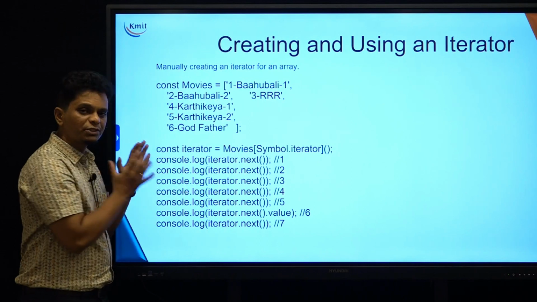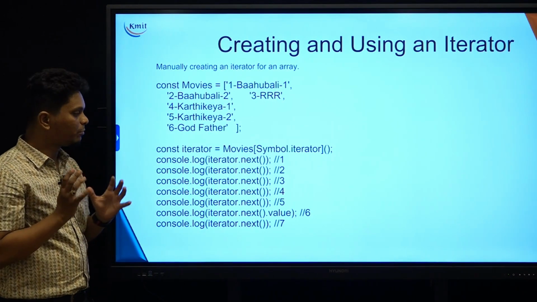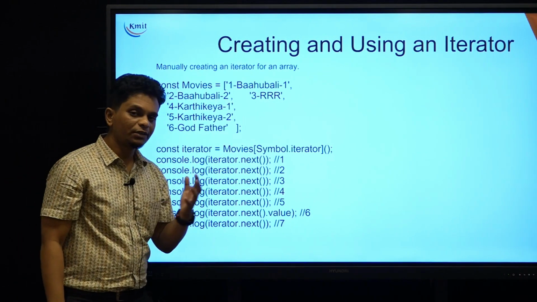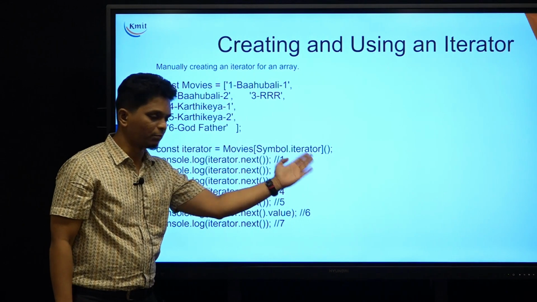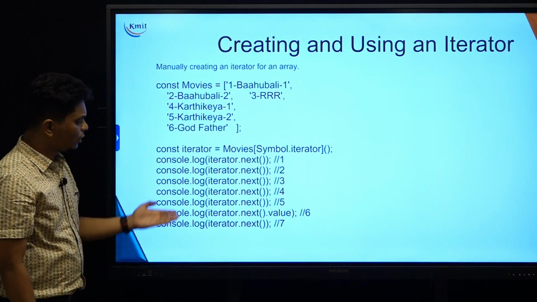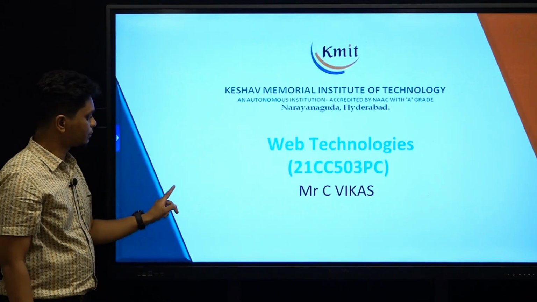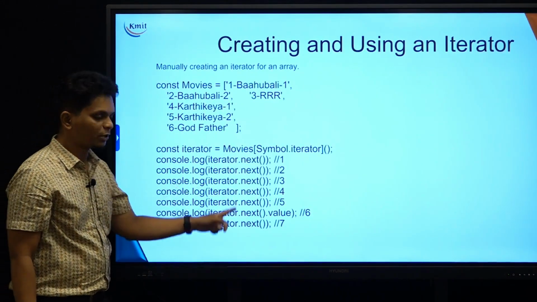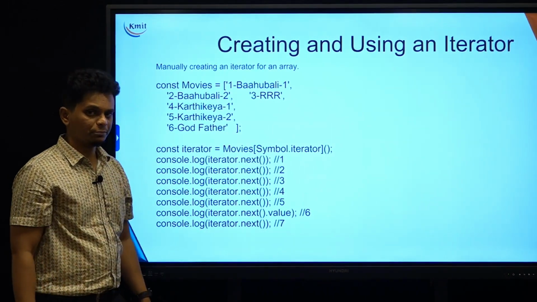So this is the simple application of iterators. You need to keep in mind how to create an iterator. One way is by using the Symbol.iterator method, and the next thing that you need to keep in mind is the next method. The next method traverses through the list of items.